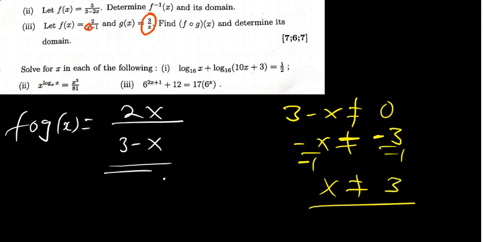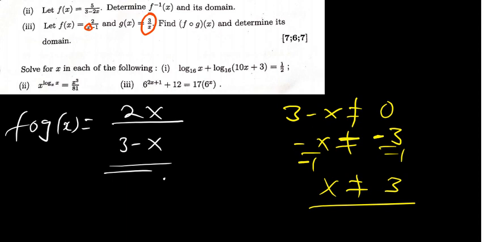What it means is that I can plug in any value as long as x is not equal to 3. That is my domain. So this is my domain.